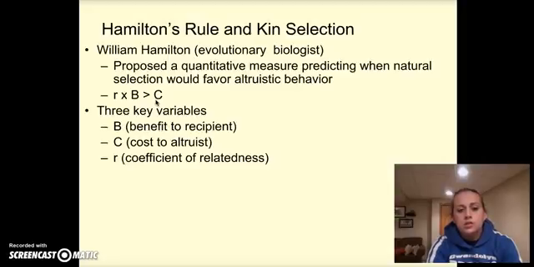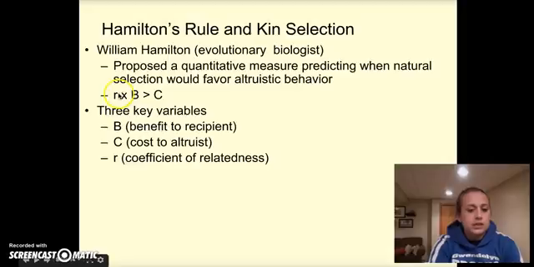Essentially, we would tend to see altruistic behavior if the coefficient of relatedness times the benefit to the recipient is greater than the cost to the altruist. So if the recipient is benefiting a lot and they're very closely related, and the behavior isn't really hurting the altruist, then you would tend to see more altruistic behavior.